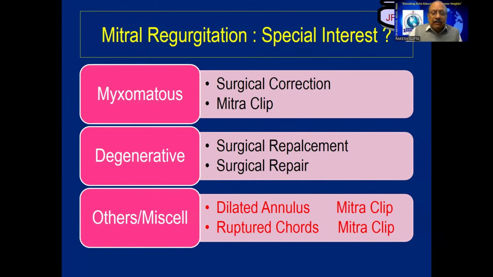Then, talking of a dilated annulus and ruptured cords, this is again a scenario that has changed. Now, if you have a dilated annulus and a severe mitral regurgitation, we talk of an invasive mitral clip as a correction process. And recently I saw one of the ruptured cords being tackled by the mitral clip. Let's move further.